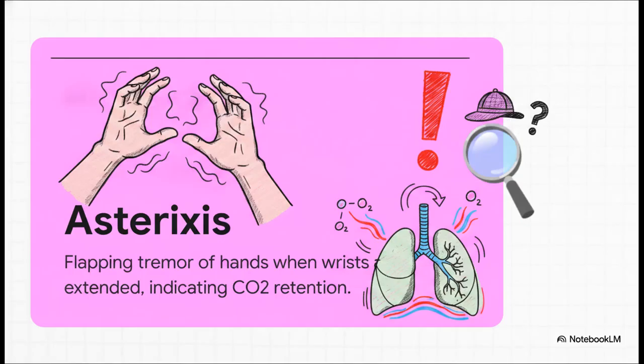This flapping tremor actually has a medical name, asterixis. To test for it, we ask the patient to hold their hands out and cock their wrists back. If their hands begin to involuntarily flap, wow, that is a vital red flag. It tells our medical detective that the lungs are failing to clear carbon dioxide from the blood, a condition known as CO2 retention, which often happens in severe respiratory failure.